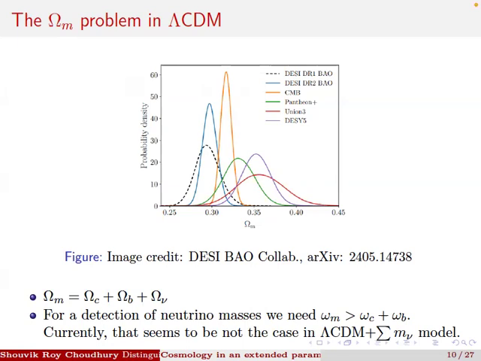Now there are independent constraints of omega m from BAO and supernovae. If you consider only BAO and CMB, to get a detection of neutrino masses, we need small omega m to be greater than omega C plus omega B. If you use BAO data, omega m comes out less than omega C plus omega B, and then you don't have any detection of neutrino masses. But if you just use CMB data with supernovae, without BAO data, then you can get a detection. That is interesting because here omega m is larger than the CMB omega m, so you can allow for neutrino masses there.